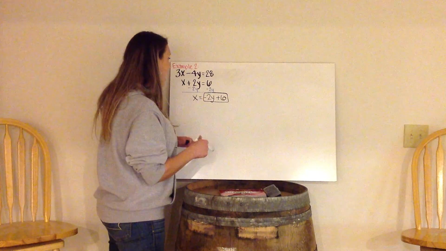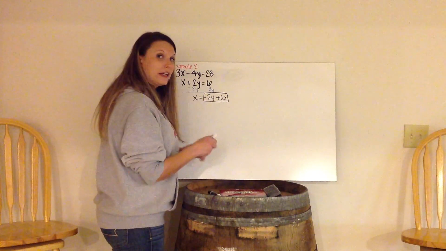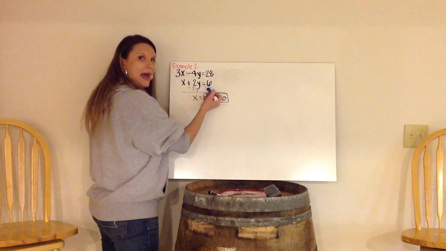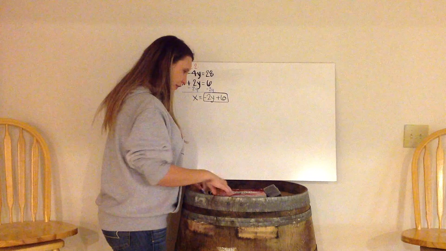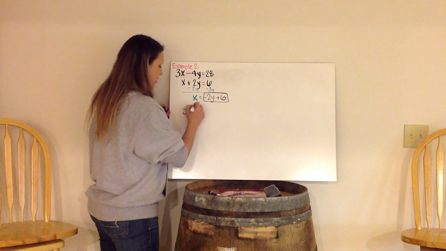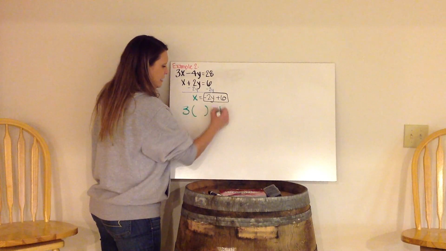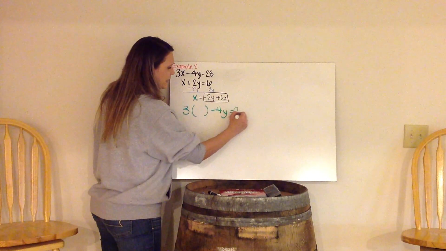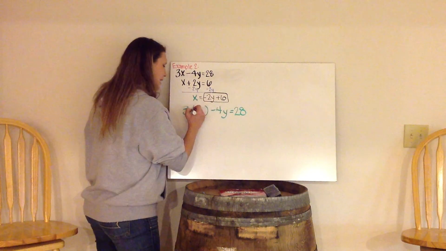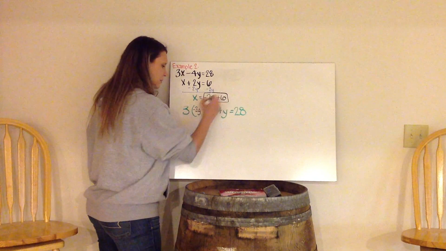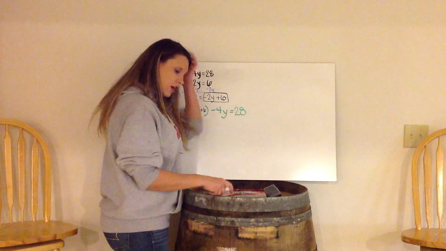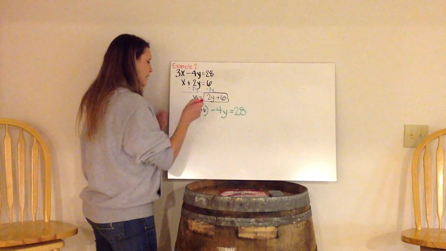So now that we know what x is, I can plug it back into the other equation and find out what y is. Since I've already used this one, I can't plug it back into itself. So I'm going to plug it back into the other equation instead of x. So 3x minus 4y equals 28. And what did we say x was? We said x was negative 2y plus 6.